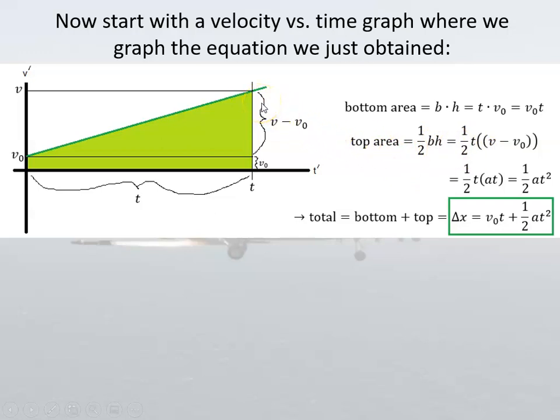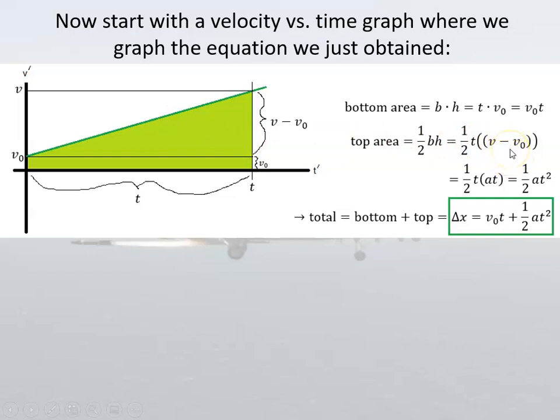But remember from the last slide, taking the area under that acceleration versus time graph, we got that v minus v naught, that is delta v, was equal to a times t. Well, here v minus v naught is my height. I'm going to replace that with a times t. So that's where we get that the top area is 1/2 at squared.